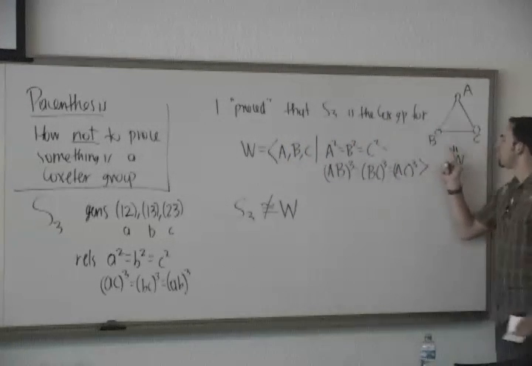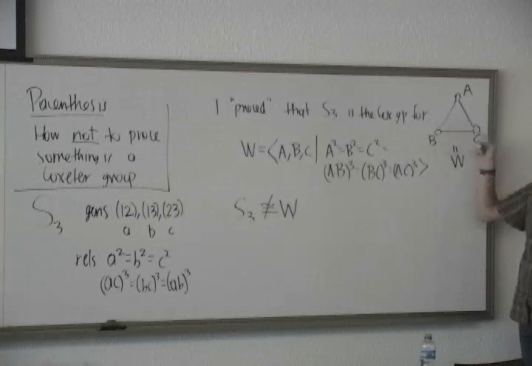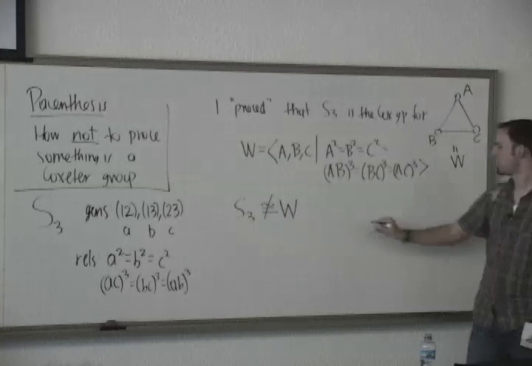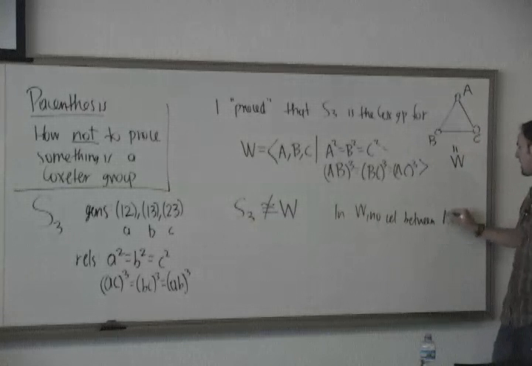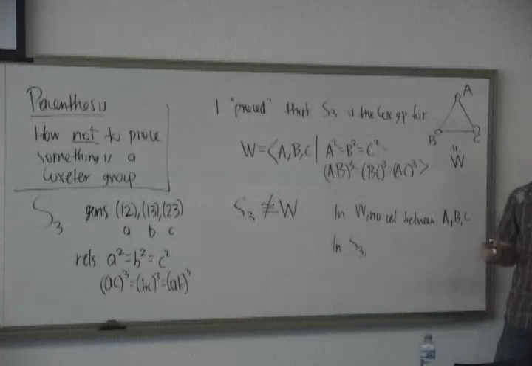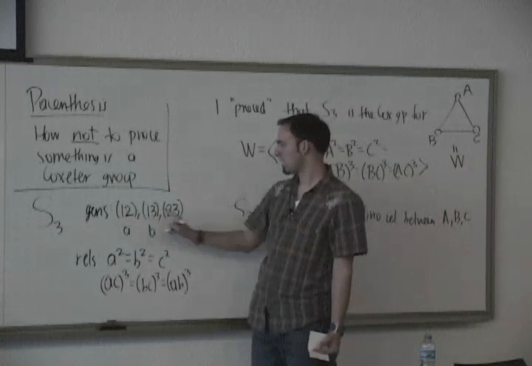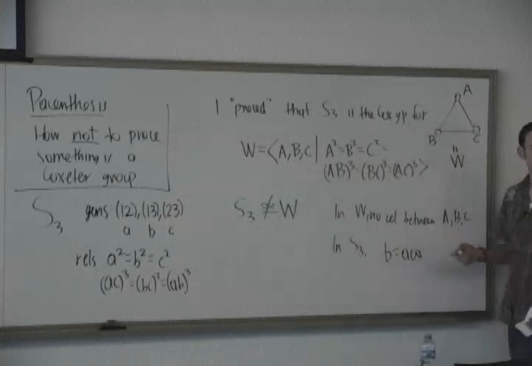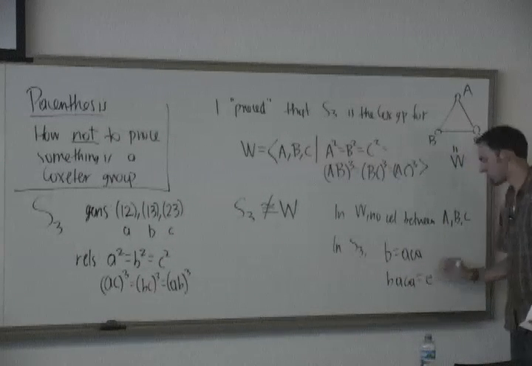The reason being that, actually, we proved last time that there are no relations between the generators of a Coxeter group. So in W, there's no relation between A, B, and C. But in S3, there is such a relation, right? We know that B can be written as ACA, or as CAC if you want. So that means that BACA is the identity. Okay?